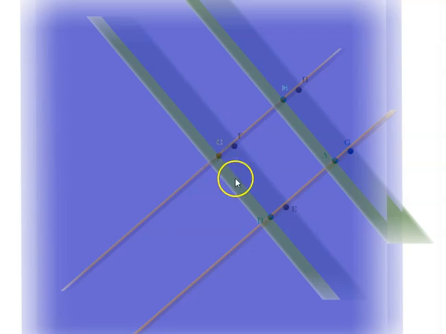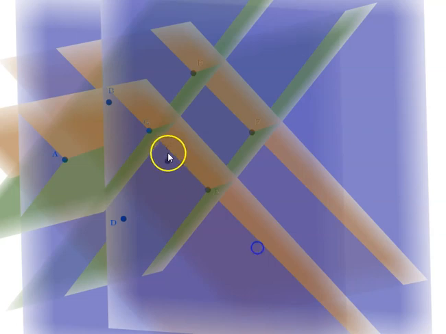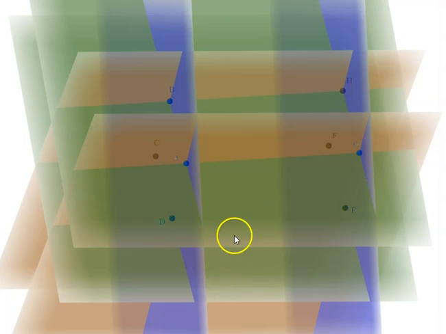So let's mark some points so that we can refer to them. A, B, C, D, E, F, G, H. Now let me move it so that hopefully things will get clearer. So here, if you notice, we have A, B, C, D. On the other side, we have E, F, G, H. Okay, now that we have marked these points, let's remove these planes so that things become much clearer.